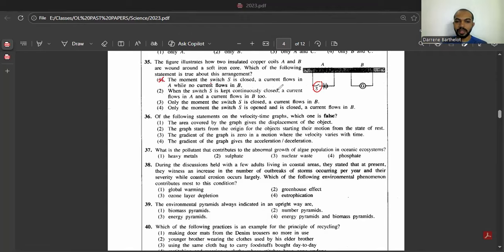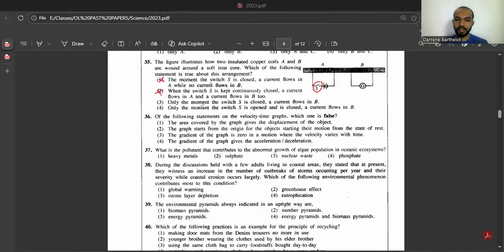When the switch S is kept continuously closed, the current flows in A and current flows in B too. That's wrong, because this is a direct current. These direct currents don't change the magnitude. So if we switch on, it will have a continuous value. If it has a continuous value, it will have a continuous magnetic field, which means the magnetic field is not changing. If the magnetic field is not changing, it cannot be felt by the secondary coil. So second answer is wrong. Third, only the moment the switch S is closed, current flows in B. Yeah, that's correct. Only the moment when it is closed and opened, current flows.